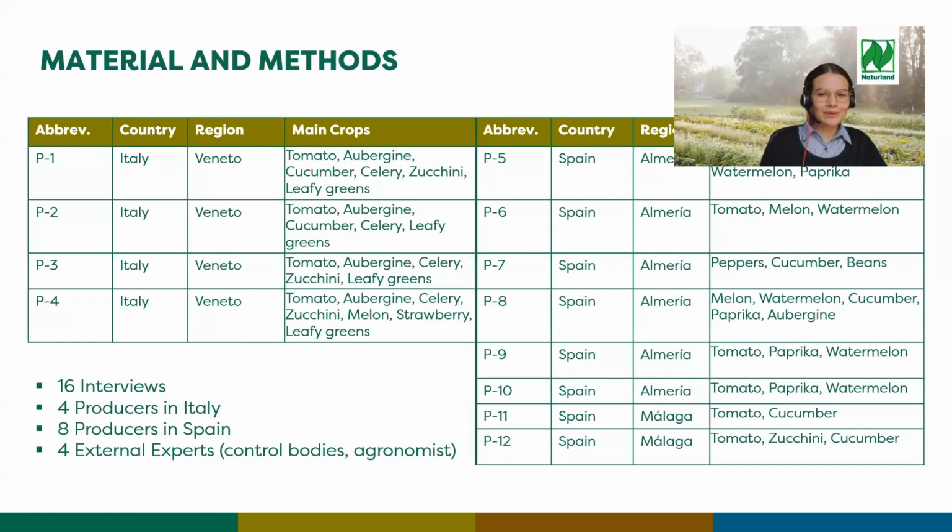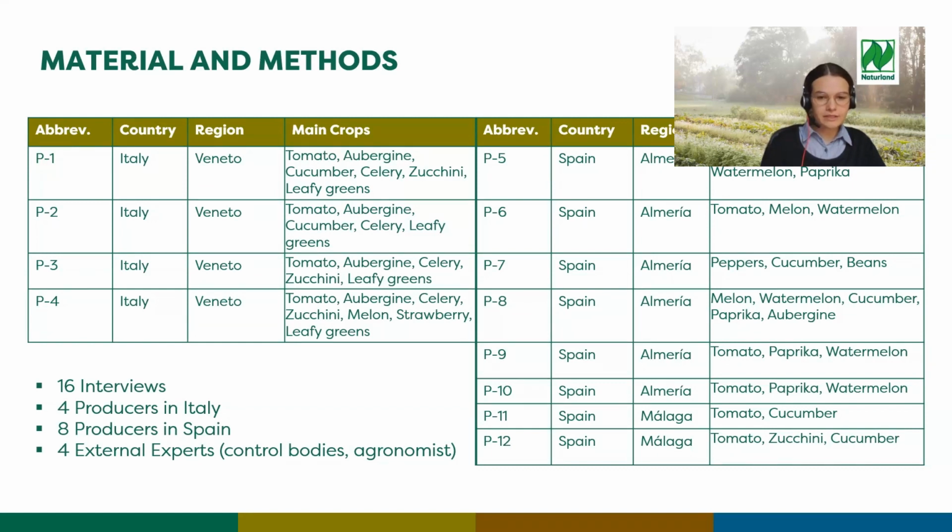To find out more about the current implementation in the Mediterranean greenhouses, I visited and interviewed some organic greenhouse farms. So in total, 16 interviews were conducted. 4 of them with Italian organic producers, all of them in the region of Veneto. And here in the slide, you can see some of the main crops. And then 8 interviews took place with Spanish greenhouse producers and also agricultural technicians, since the structure of farms is that the agricultural technicians plan the crop rotations.